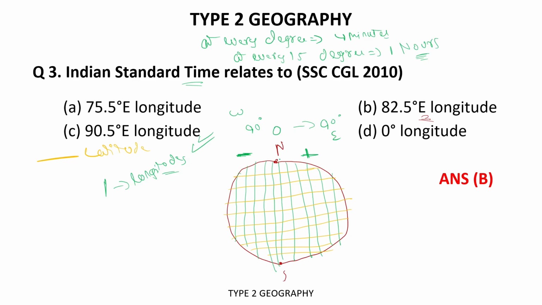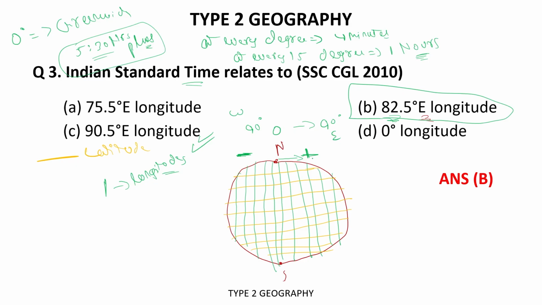So when we start from this area to this area, this 0 degree is basically Greenwich. Indian time is nearly 5:30 hours plus. Whatever time is in Greenwich, our time is always 5:30 hours ahead. So when we come to India, at 82.5 degree east longitude, we get our standard time. Just look at this figure. All right, now let's move forward.